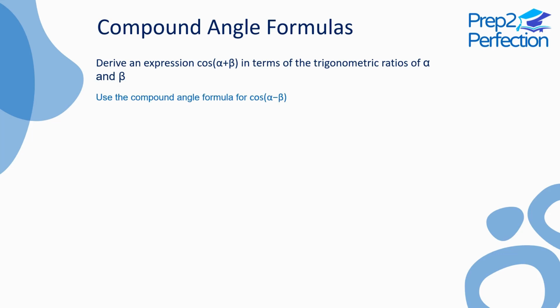Derive an expression for cos(A+B) in terms of trigonometric ratios of A and B. Use the compound angle formula for cos(A-B) that we did previously. Cos(A+B) equals cos(A-(-B)). Therefore, cos(A-(-B)) equals cos A cos(-B) plus sin A sin(-B). Cos(A+B) equals cos A cos B minus sin A sin B.